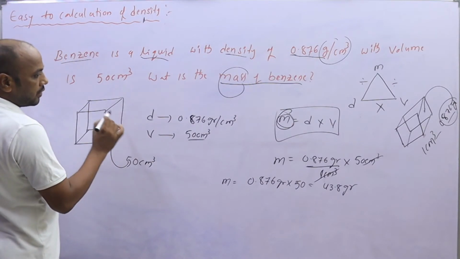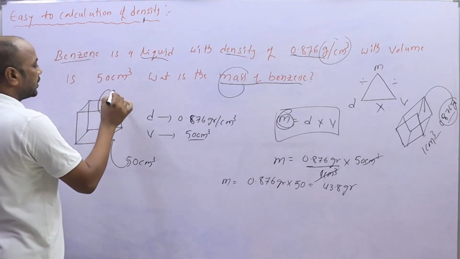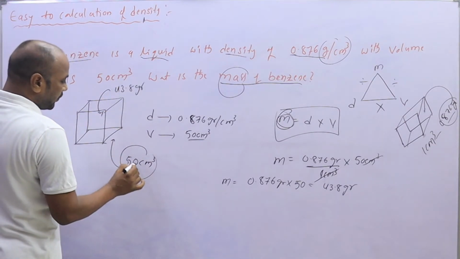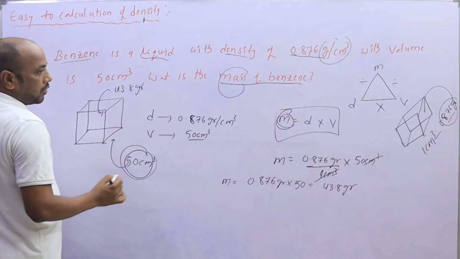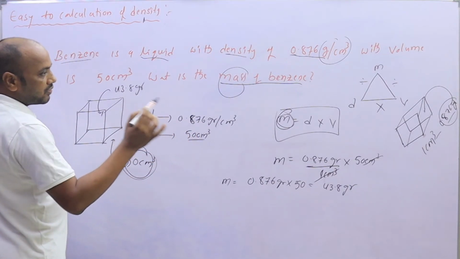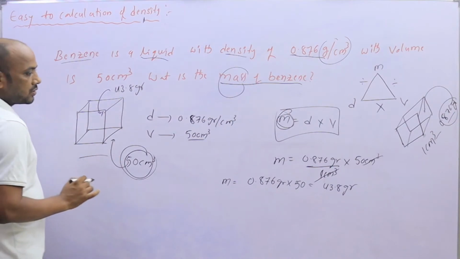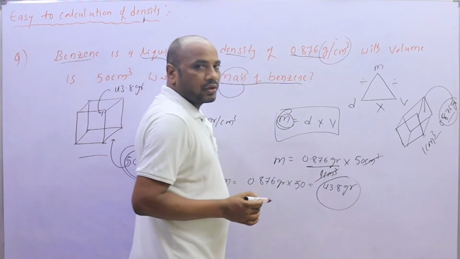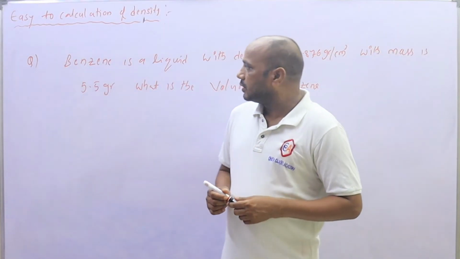So 43.8 grams is present in the 50 centimeter cube of volume, present in the given volume. 1 centimeter cube is equal to 0.876 grams. The answer is 43.8 grams.